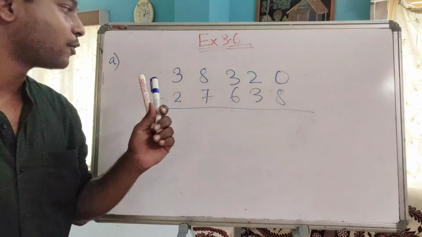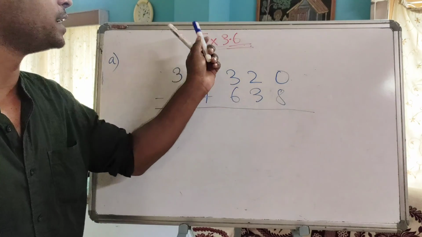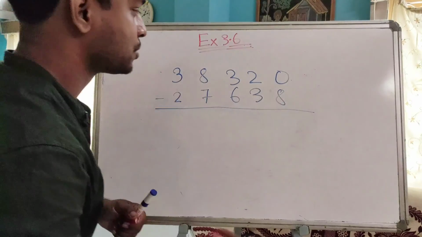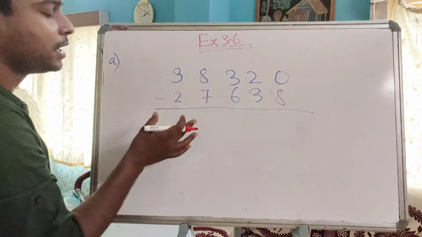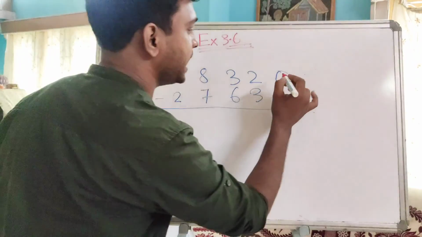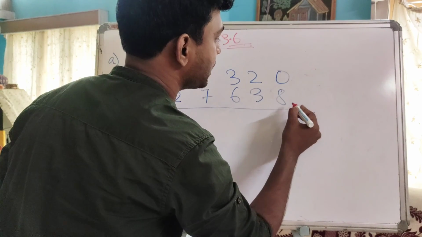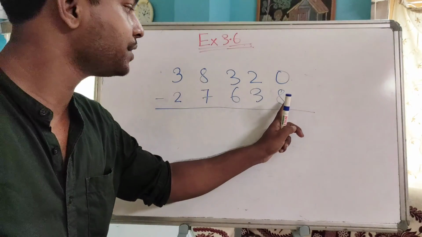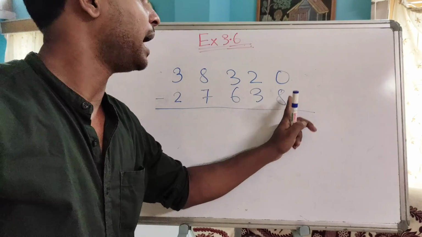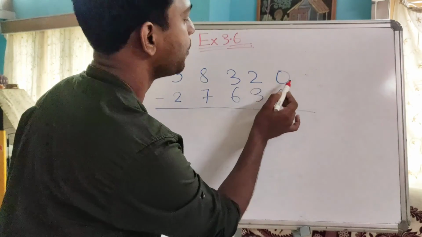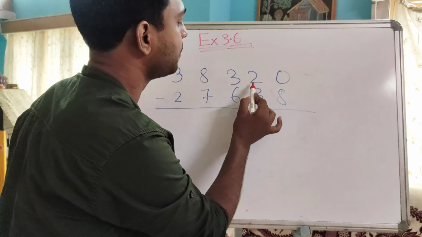Hi students, so I am back with one more question from your exercise 3.6, which is question number 8, which is telling us to subtract. So let us subtract. In subtraction we will start from ones place. So in ones place the numbers are 0 and 8, and we are told to subtract 8 from 0. But how can we subtract a greater number from a smaller number? So in this situation we have to borrow one digit from this place.